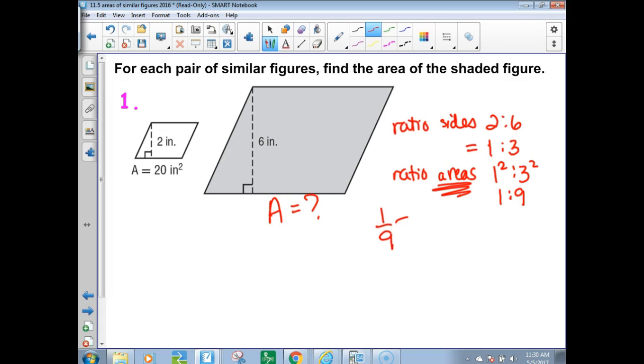1 over 9 equals 20 over A. And I put the 20 on the top because it was the smaller figure. And I want the area of the larger figure, so it should be in the same position as the larger number. Okay, cross products. 1A equals 180 square inches.